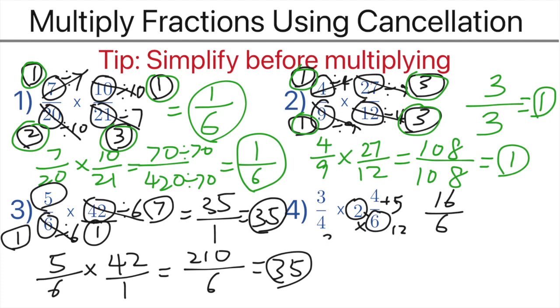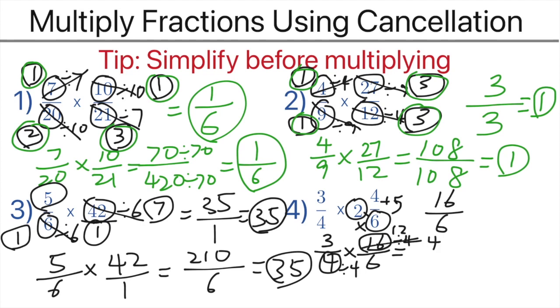So we'll go ahead and rewrite this as 3 over 4 times 16 over 6, and we can see that 4 and 16 can both be divided by 4.